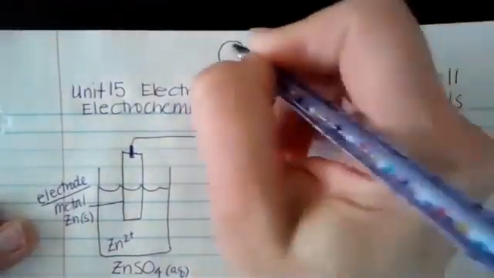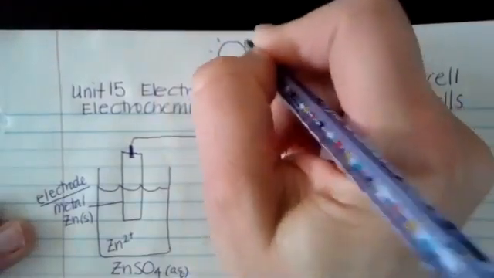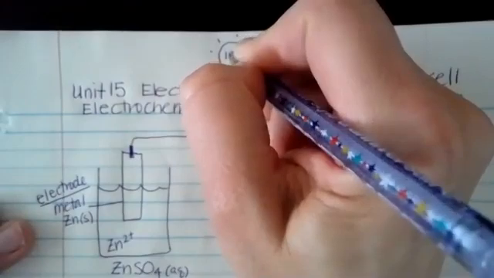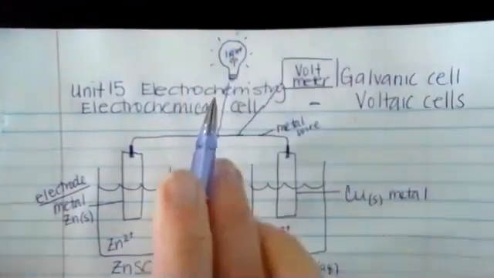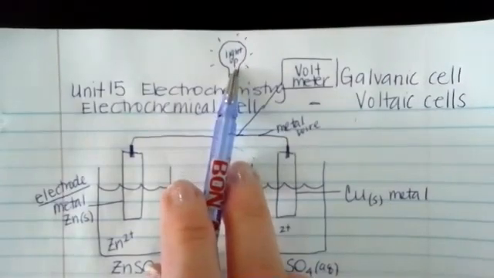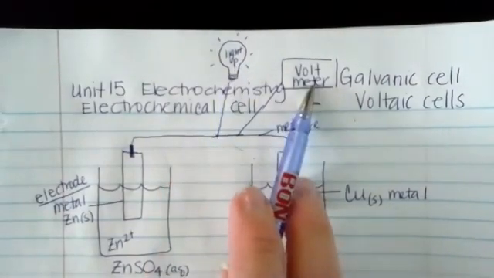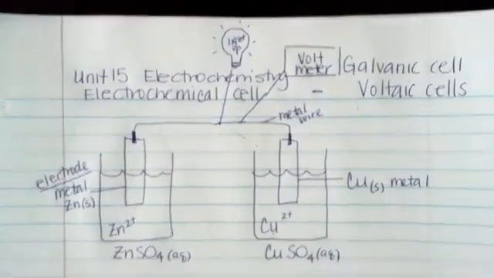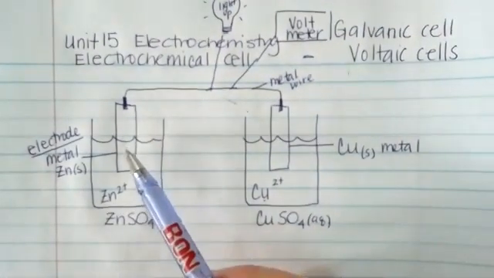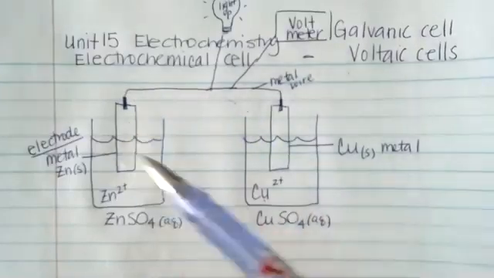Again, bear with me with my drawing here. This is a light bulb. And what would happen is if there's a flow of electrons, this light bulb would light up. Okay, so there's a couple options. I could actually connect to that wire a light bulb, which we're not going to do. I'm going to connect it to a voltmeter so we can see the voltage and compare it to what the given values are.